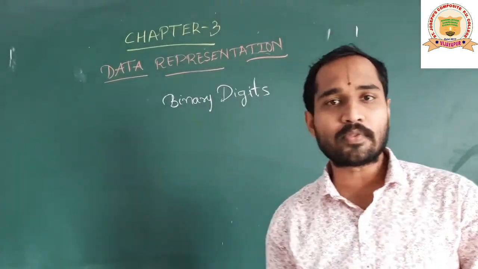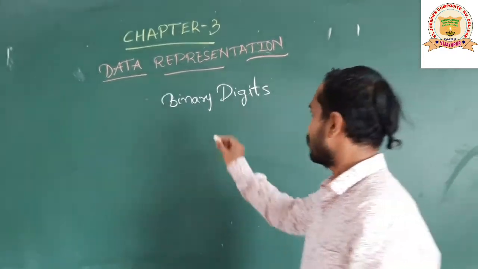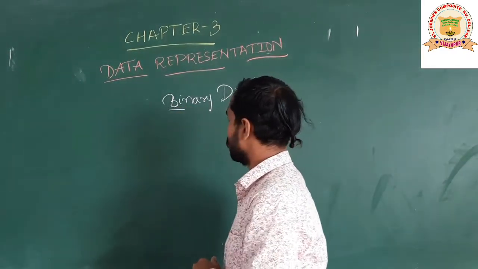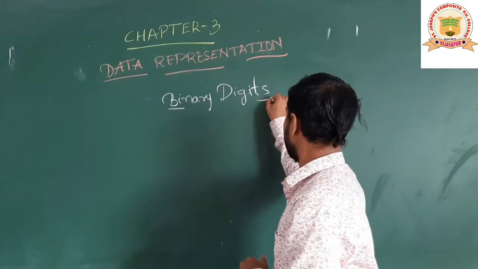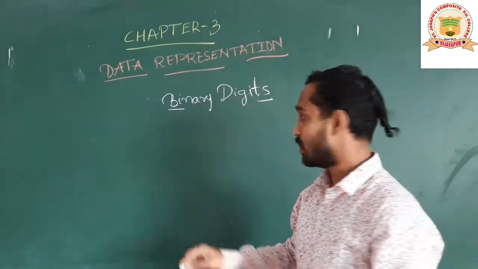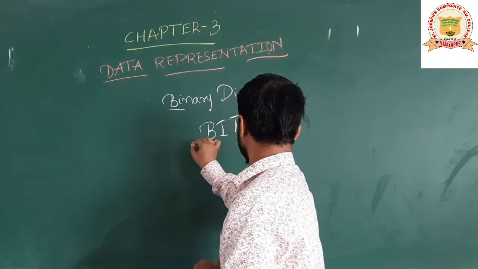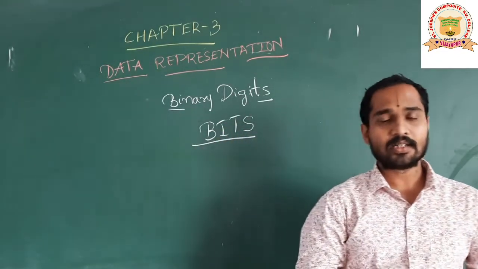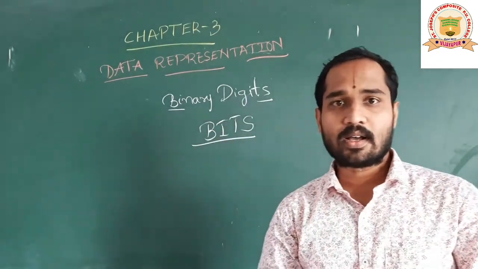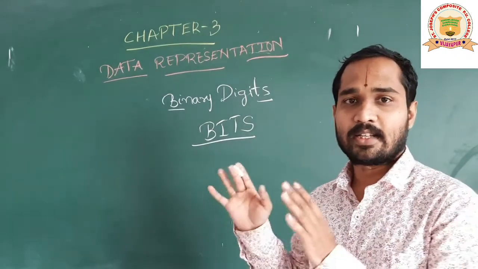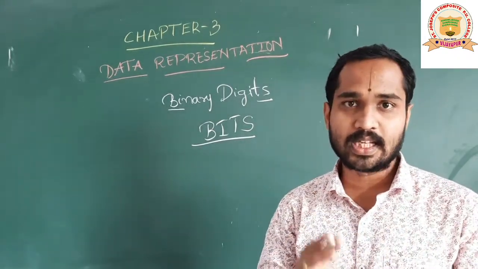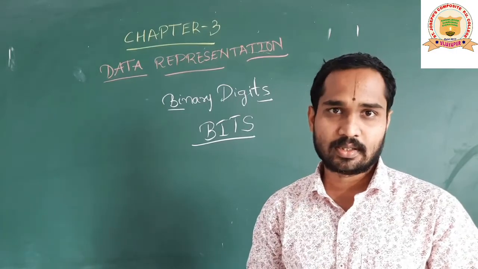What is the short form of binary digits? Take two letters from the first word and the last two letters from the second word. It becomes bits, right? So bits, what are bits? It is nothing but the binary digit, a sequence of binary digits.